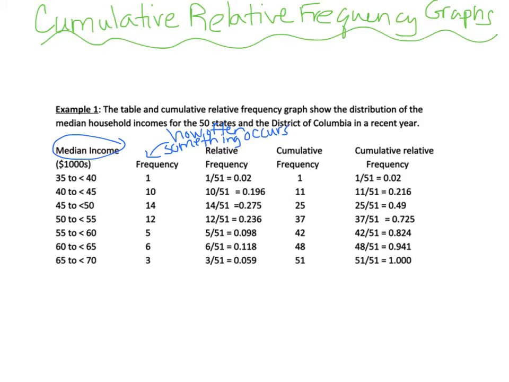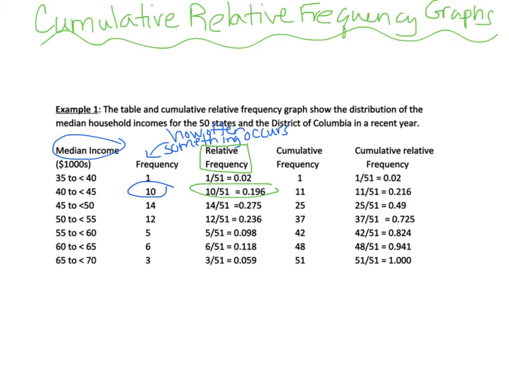So what this means is that, for example, for the 50 states, there are 10 of them where there is a median income between $40,000 and $45,000. And the relative frequency is the fraction of times that occurs, or the percent of times that happens out of the total. So you can see that approximately 20% of the states have a median income of between $40,000 and $45,000.